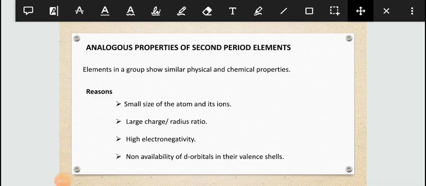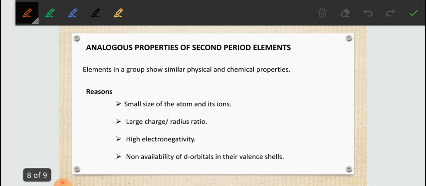Next one is analogous properties of second period elements. We know elements in a group always show similar physical and chemical properties, but the first element of every group, for example lithium, beryllium, boron, always shows different behavior. The reason is the small size of the atom. The first element of every group has a very small size. Second, they have a large charge to radius ratio.